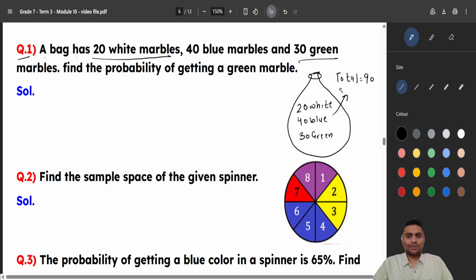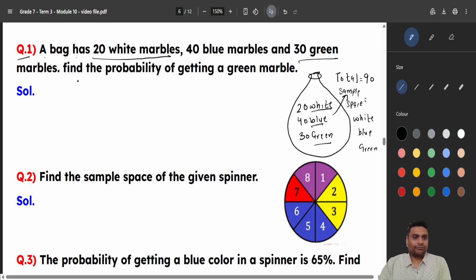But if I ask you about the sample space, what is the sample space here? In the sample space, we only take the different outcomes. So what are the different outcomes here? White marble, blue marble, green marble. Only 3 different outcomes. So sample space and total outcomes.